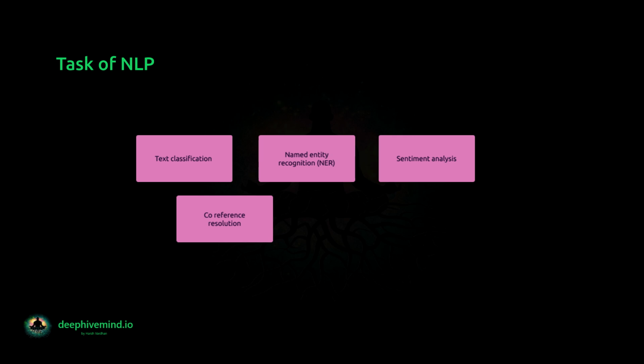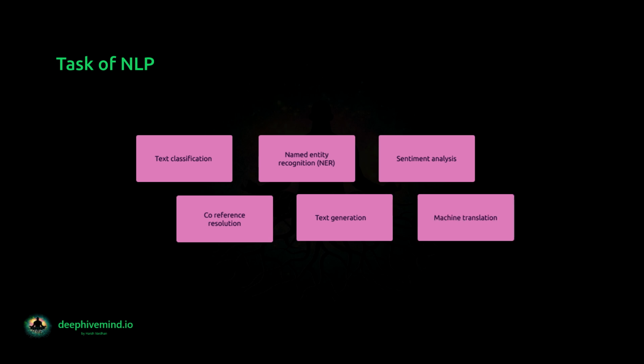Coreference resolution, identifying when multiple words in a text refer to the same entity. Text generation, automatically creating new text based on a given prompt or input. Machine translation, translating text from one language to another. Text summarization, reducing a lengthy text to its most important information or key points. These are just a few of the many tasks in NLP, and new techniques and applications are constantly being developed.